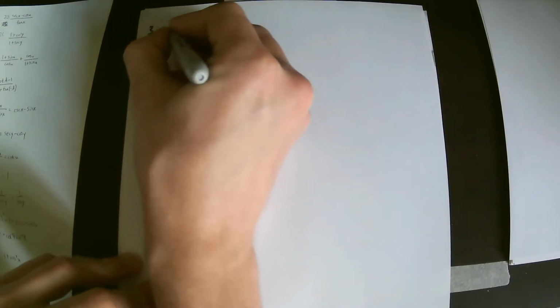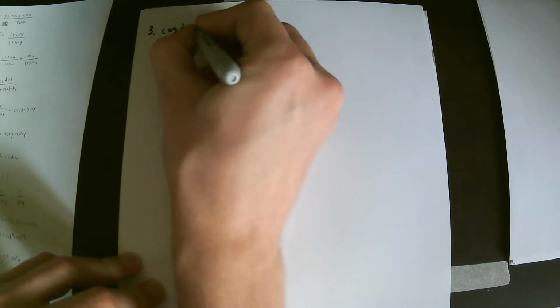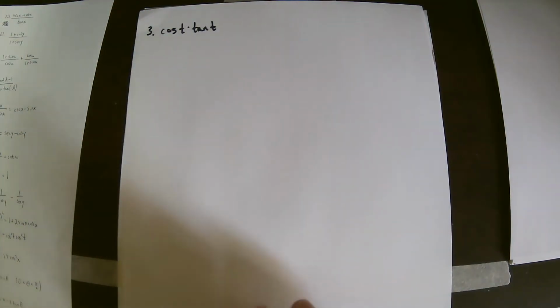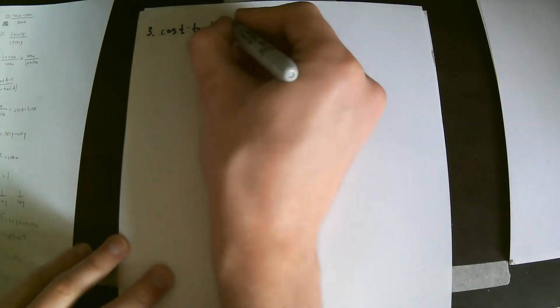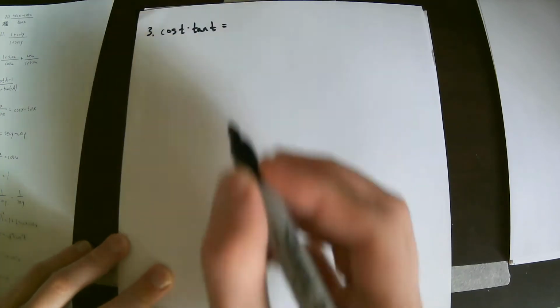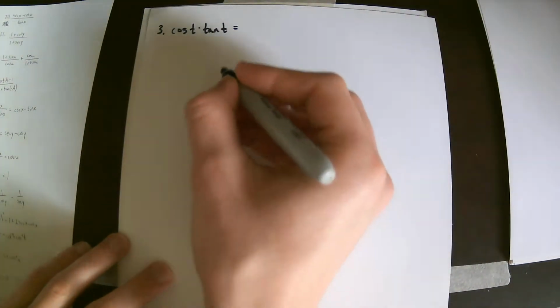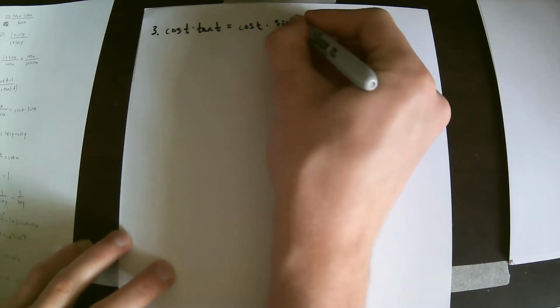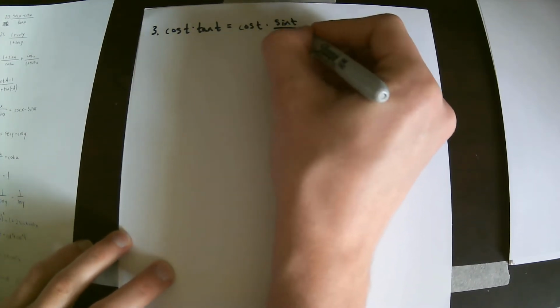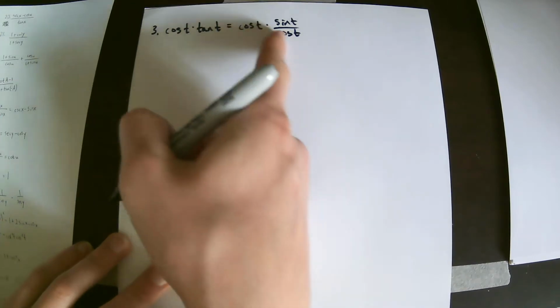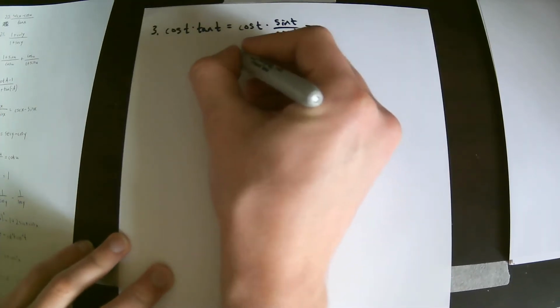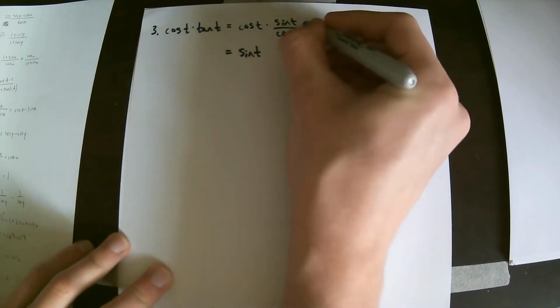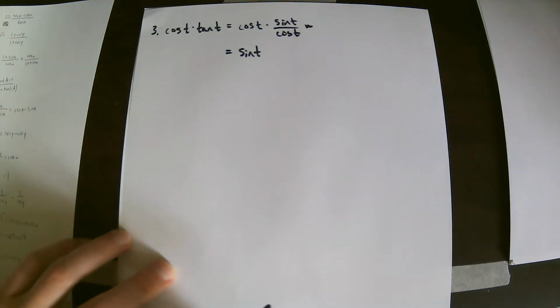Okay, so number 3 is cosine t times tangent of t. Okay, so I'm going to go with my first technique here of writing everything in terms of sine and cosine. So I'm going to say this is equal to cosine t times sine t over cosine t. There's tangent. And then I see the cosines cancel. And I'm just left with sine of t.